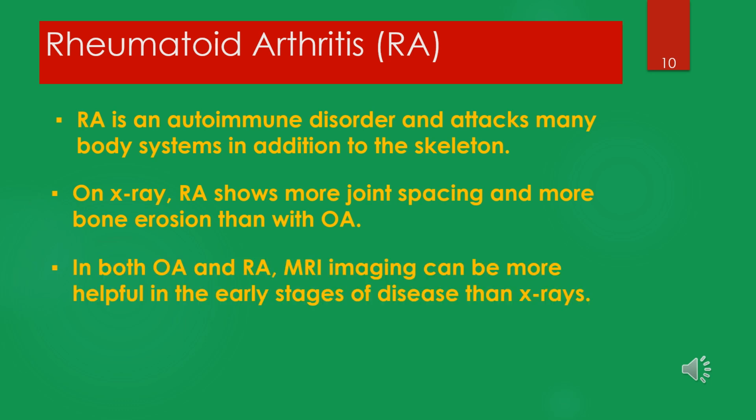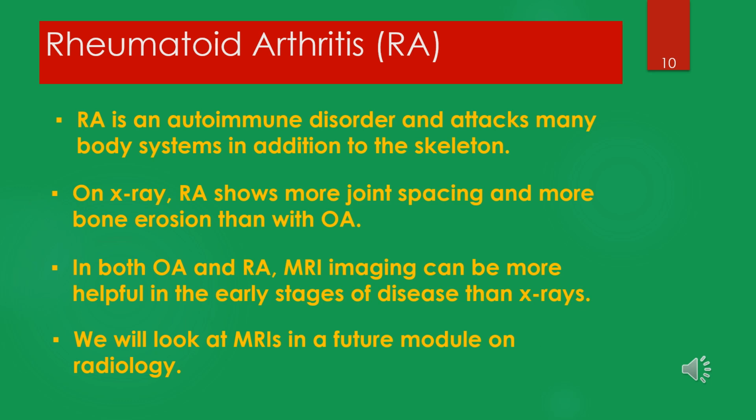That said, X-rays can be normal in either condition if it's caught early. Other imaging tests, such as MRI, can also be helpful. MRIs can offer more in-depth images of the joints. This can be especially helpful in the early stages of RA. An MRI can show joint inflammation even when X-rays are normal. We will look at MRI technology in a module on radiology in the future.